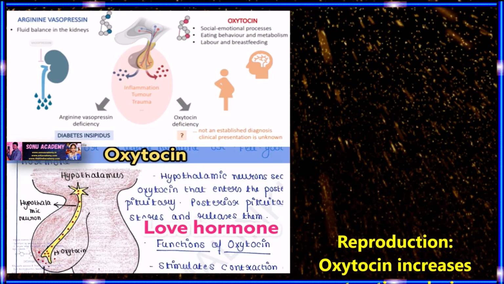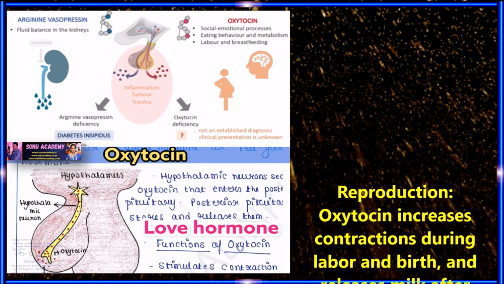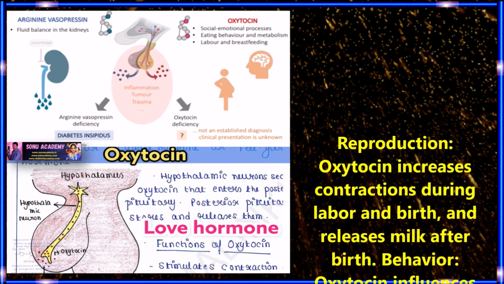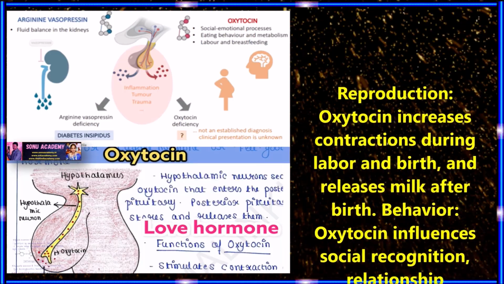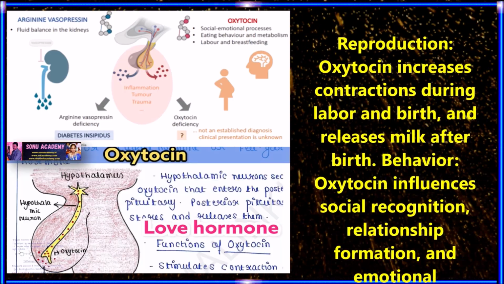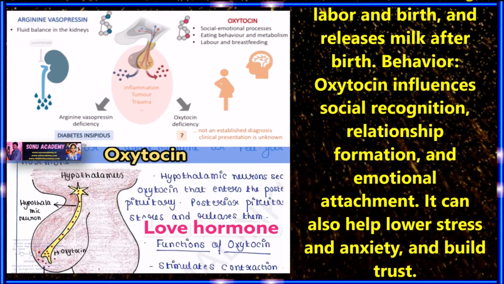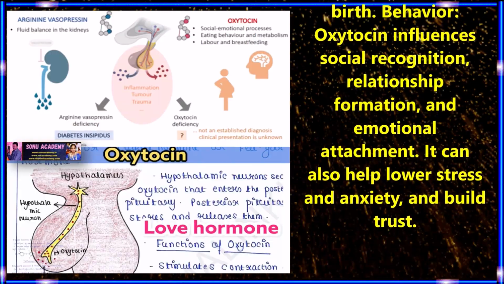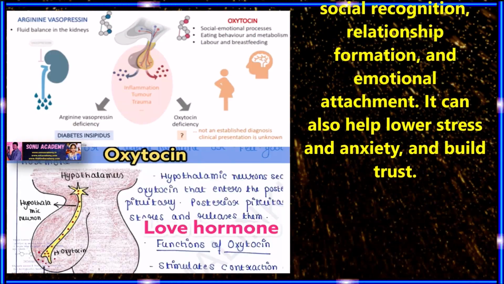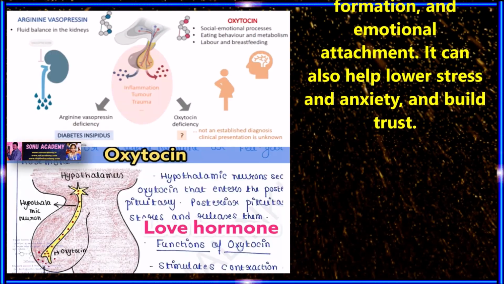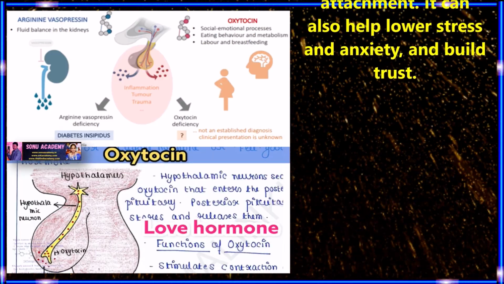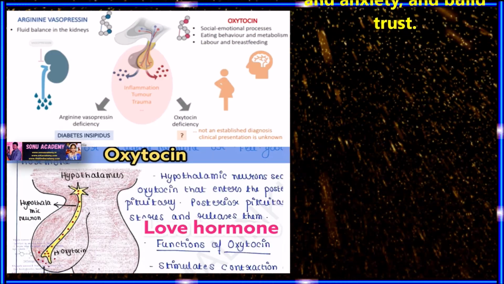And let us discuss the functions of oxytocin. The main function of oxytocin is reproduction. Oxytocin increases contractions during labor and birth and releases milk after the birth. The behavior of this hormone influences social recognition, relationship formation, and love and emotional attachment. It also helps lower stress and anxiety and build trust. That is the reason it is called the love hormone.